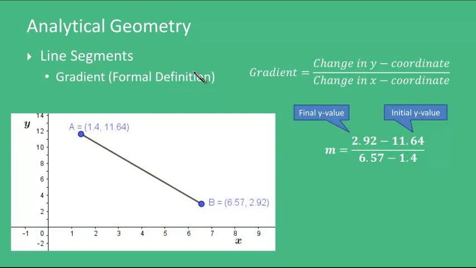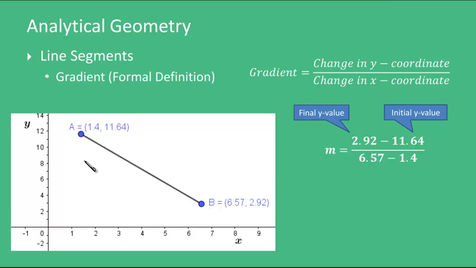Here we have a more formal definition of the gradient. The gradient is defined as the ratio of the change in the y-coordinate to the change in the x-coordinate. In other words, you find the change in the y-coordinate and divide it by the change in the x-coordinate. In some high schools, this is taught as rise over run. So the change in the y-coordinate is the final y value minus the initial y value. So if we start at this point, this will be the initial y value, and this will be the final y value.